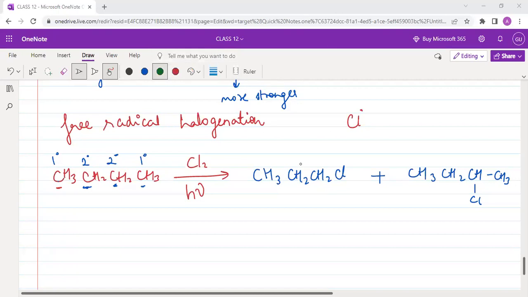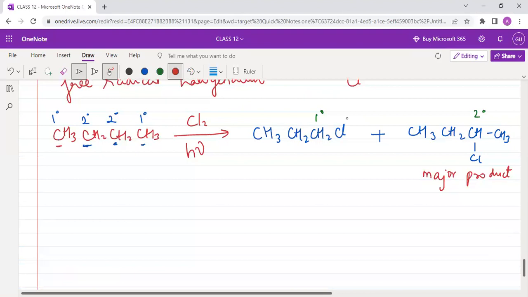Okay. Now tell me which one will be the major product. So this is your primary and this is your secondary. So which will be major? It will be secondary, because secondary free radicals are more stable. So this will be your major product. So this is how free radical halogenation is done.